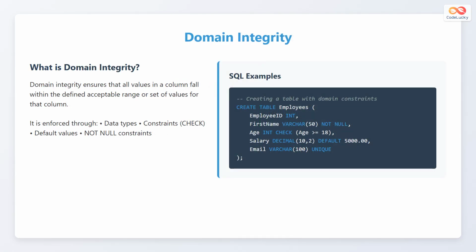Domain integrity ensures that all the values in a column fall within the defined acceptable range or set of values for that column. It is enforced through data types, constraints like check, default values, and not null constraints. Let us see some structured query language examples. First, creating a table with domain constraints.